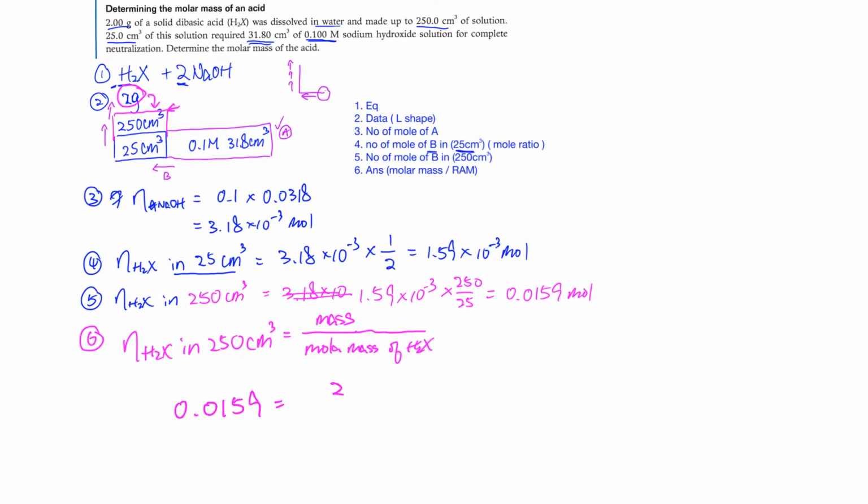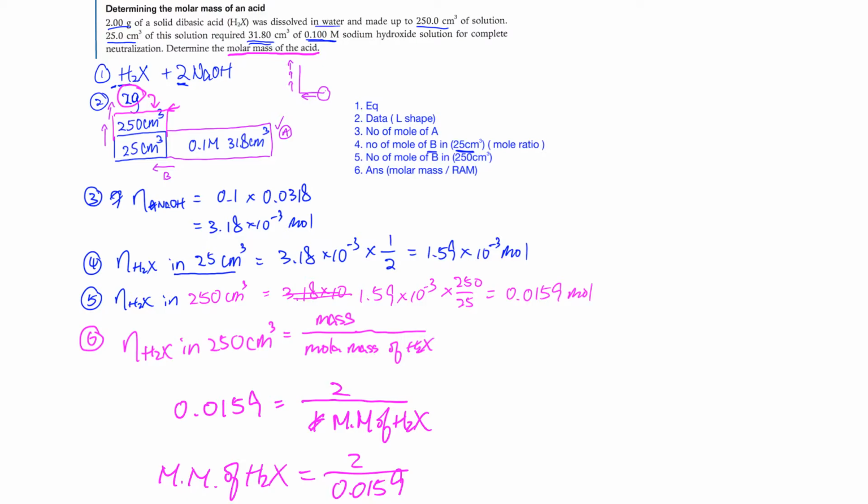The mass will be 2 gram, H2X, because we're finding the molar mass of H2X, so you can directly say the molar mass of H2X. You're not finding X in this case. So molar mass of H2X is 2 divided by 0.0159, so you got something like 125.8 gram per mole. Okay, got it?